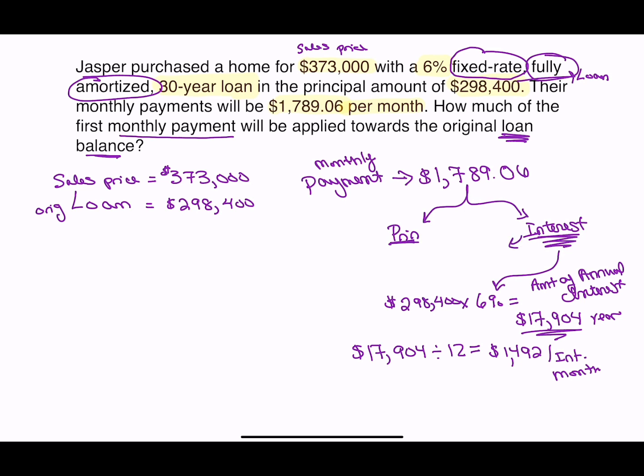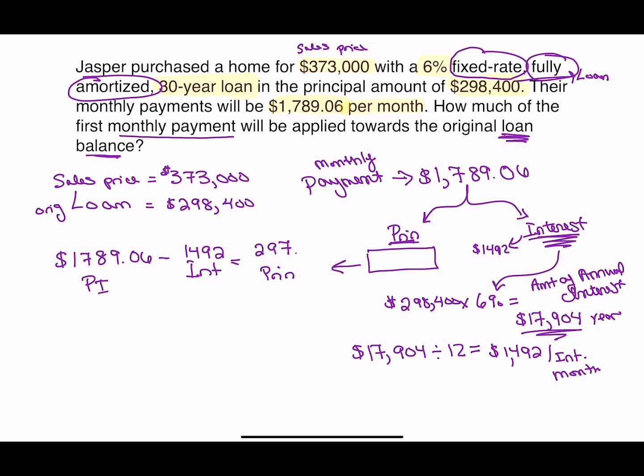So that could really go up here. Even though he's writing a check for $1,789.06, $1,492 of it is going towards interest, which means the difference is our principal. So let's do that math over here. He's writing a check for $1,789.06, but this is principal and interest. We know his interest for that month is $14.92. So the difference will be what goes towards principal, which is going to be $297.06. Of that entire payment, $297.06 is principal.